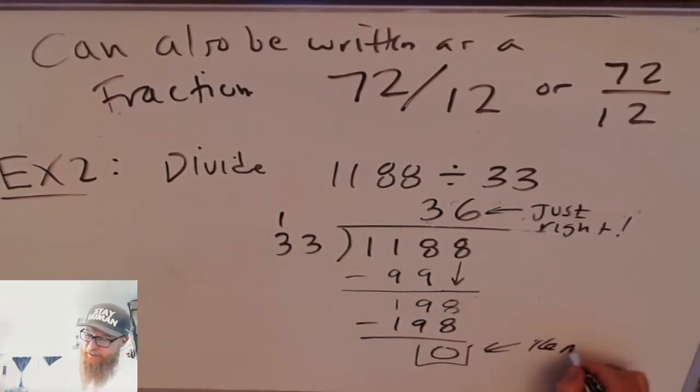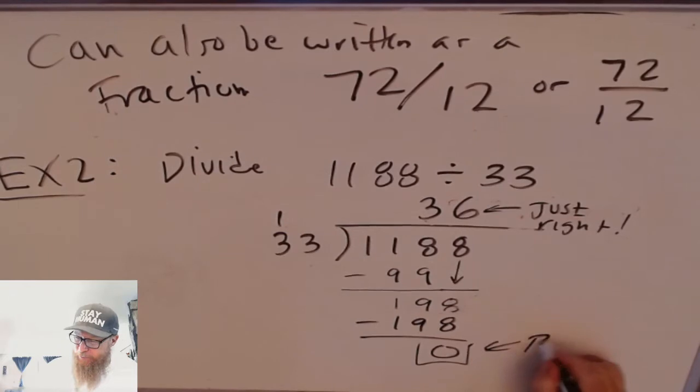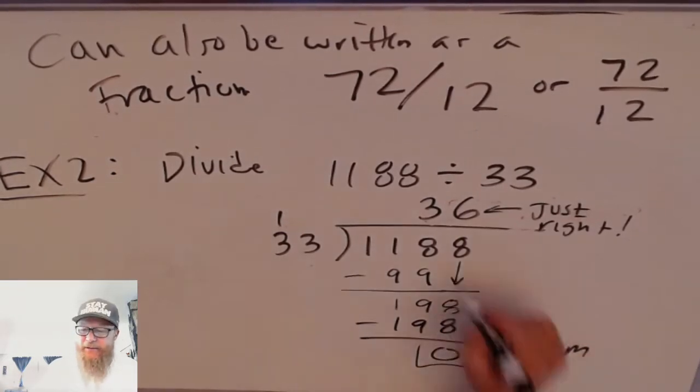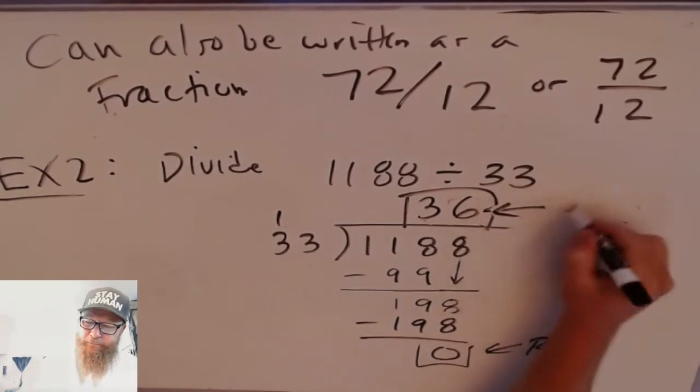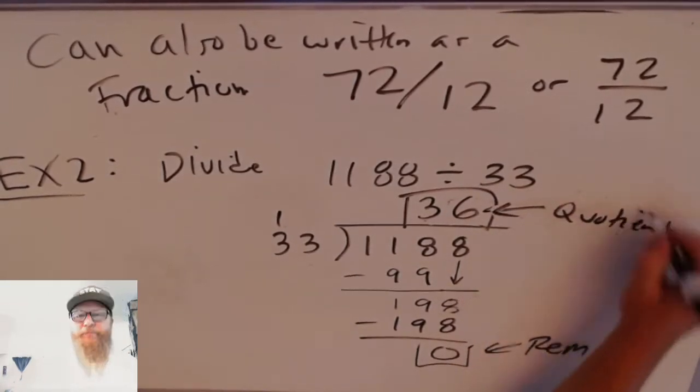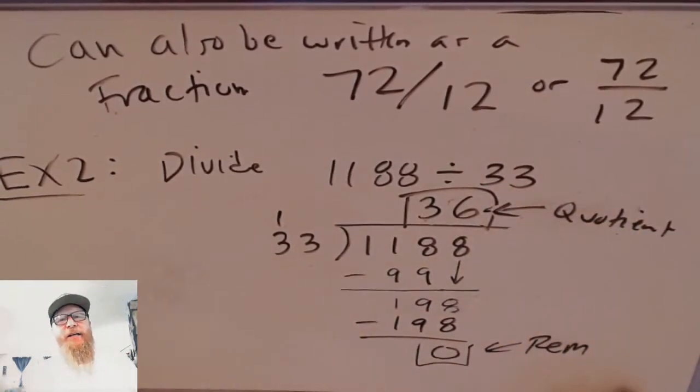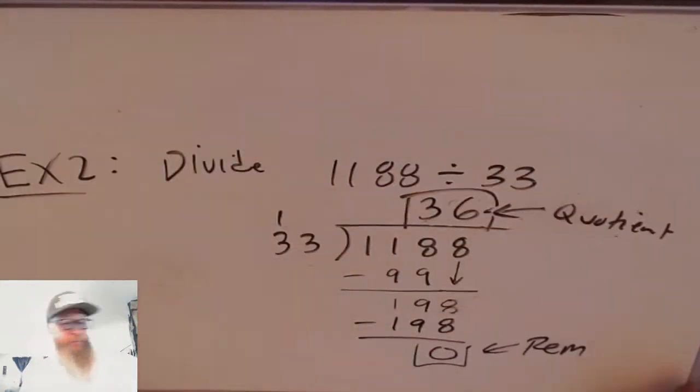So the remainder, we usually abbreviate it rem, is 0, and this is called the quotient. So the quotient is 36. The remainder is 0.